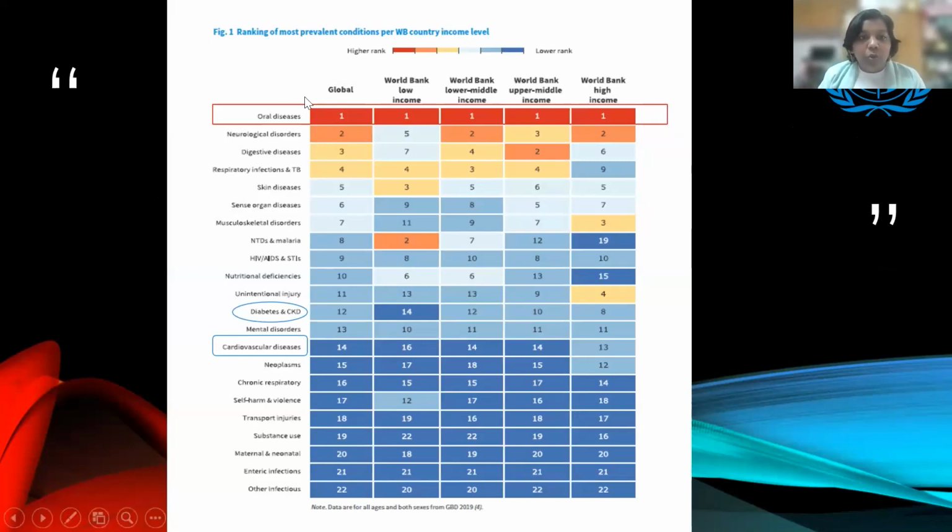It clearly shows how oral diseases are topping the number of diseases, be it low income, middle income, or high income economies. And what we perceive to be diabetes and cardiovascular diseases are far behind.